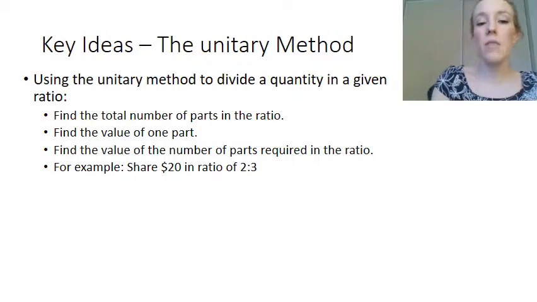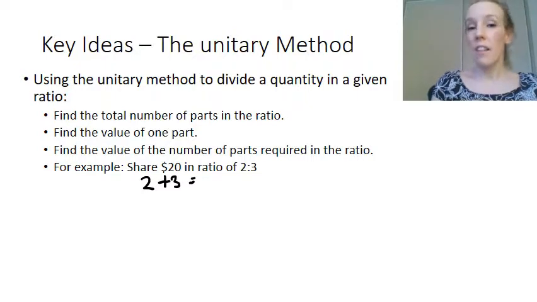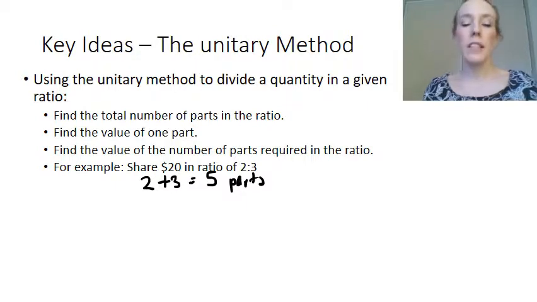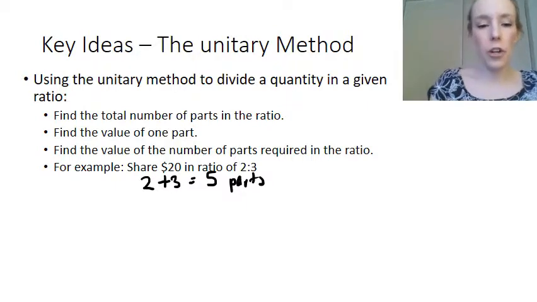So the first part is find the number of parts in the ratio. We've got 2 parts of the first for every 3 parts of the second. So we'll add those together, so that's a total of 5 parts. We know $20 has got to be shared in that ratio. So $20 in 5 parts. So $20 equals 5 parts.